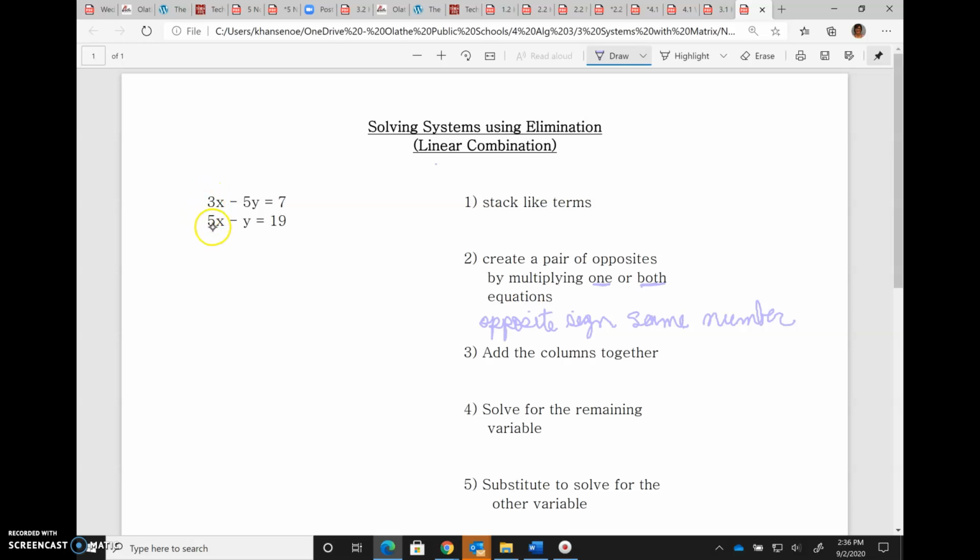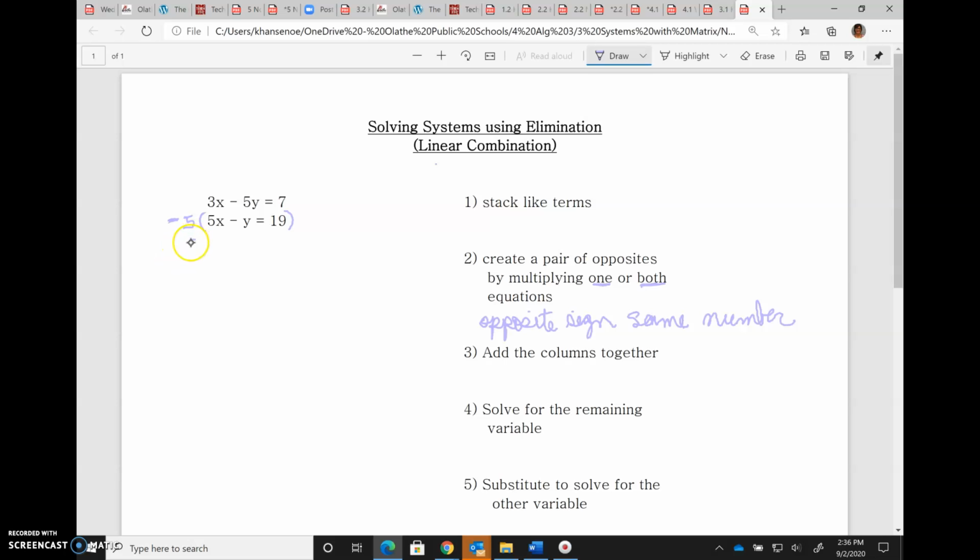I have a 3 and a 5 with the x. No opposite signs, no same numbers. But I have a 5 here and a 1 here. So it will be really easy for me to multiply this one times 5. But if I multiply it times 5, that's going to be a negative 5, and this is a negative 5. So I'm going to have to multiply it also times a negative.